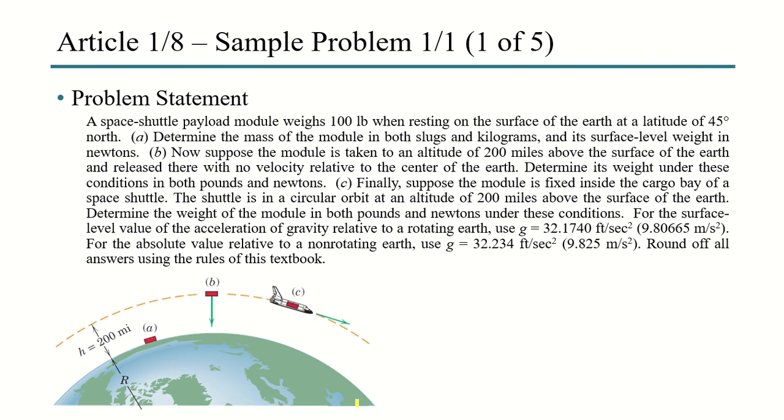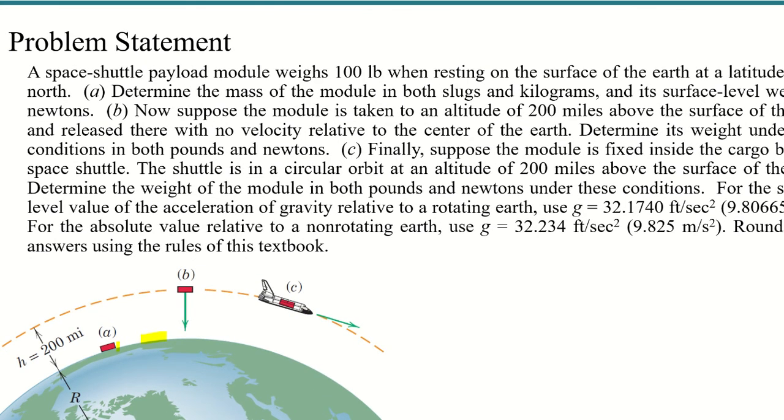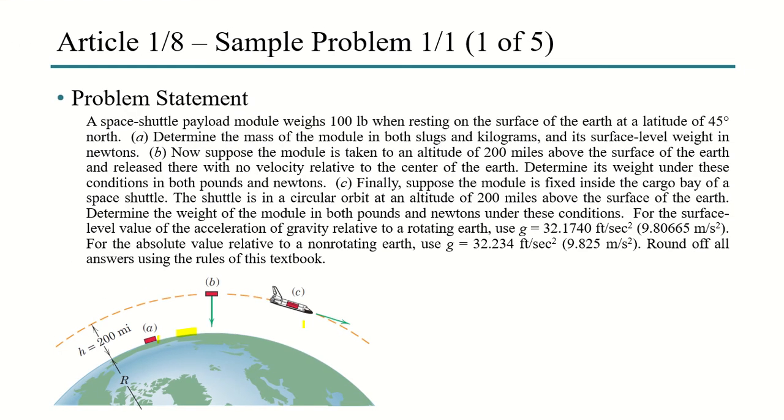Okay, so here's the illustration, class. So there's a scenario where the weight is lying on the surface of the Earth, or resting. And the other scenario is that it's above the Earth, 200 miles above the Earth, not moving. And the other one is when it's inside the space shuttle, revolving around the Earth at 200 miles from the surface of the Earth.